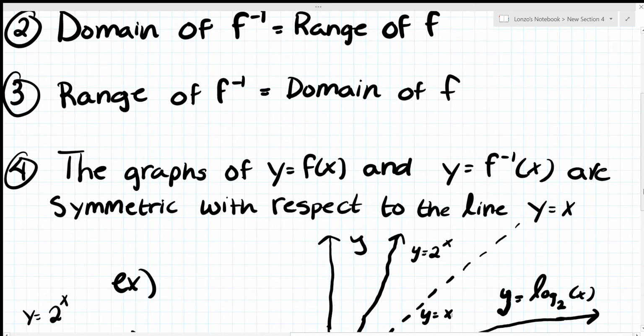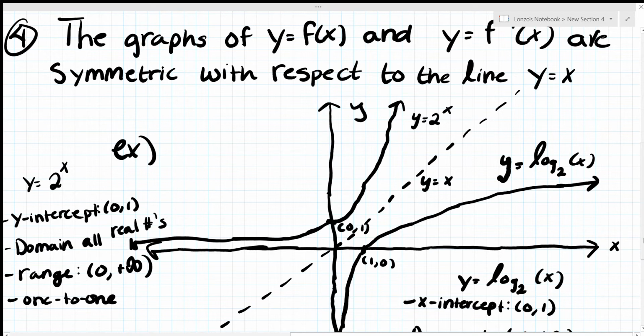And then the graphs of f of x and f inverse are symmetric with respect to the line y equals x. So what that means is, let's focus on two graphs. We'll learn more about this later on in the section. So let's do a typical exponential graph of y equals 2^x, right?